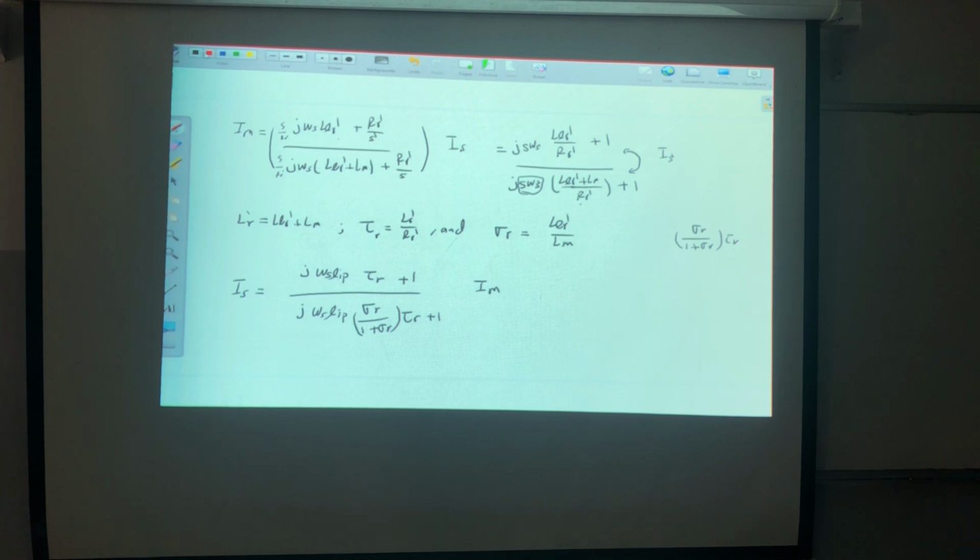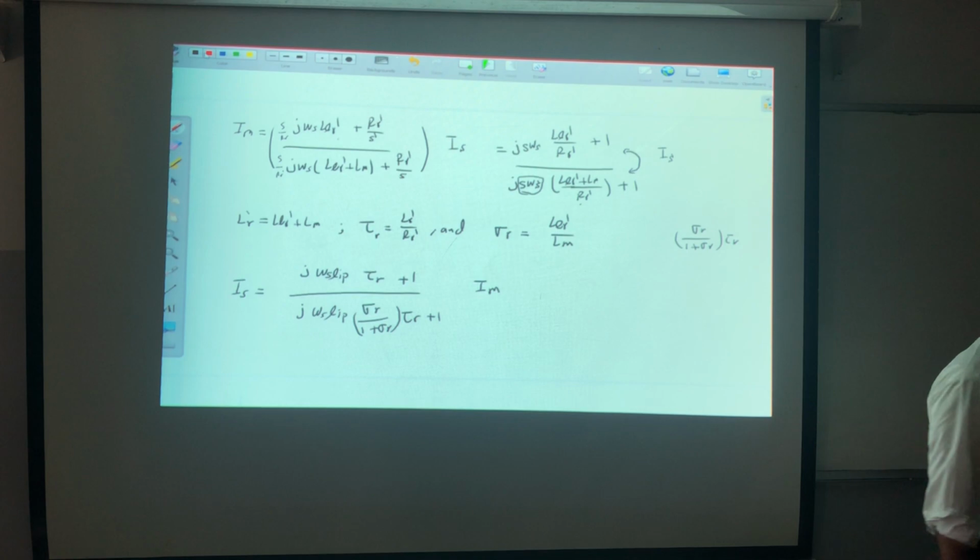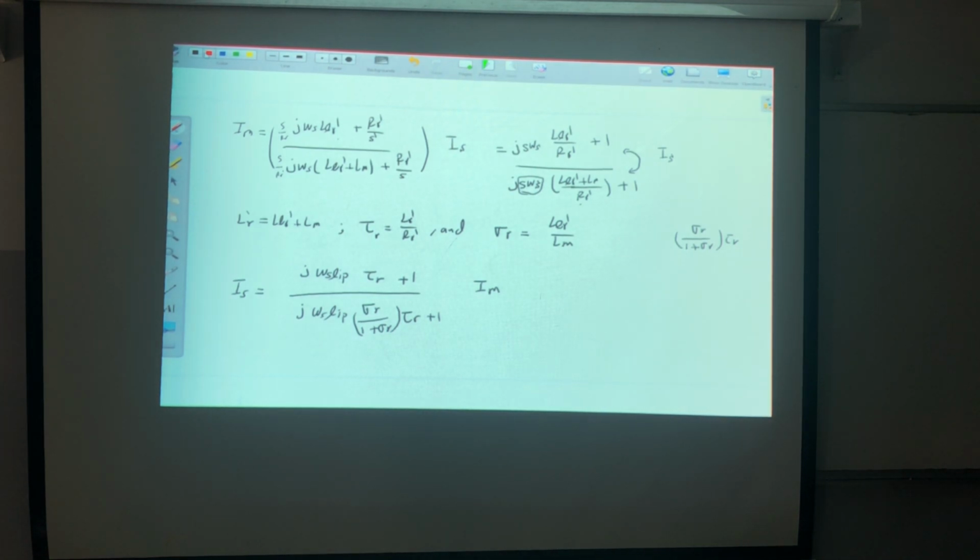Now let's see. This relation depends on what? What's the variable here? Im is variable or constant? Constant. So Lm is constant, R is constant, the inductance is constant, the resistance is constant, which means that tau R is constant, sigma R is constant. So this is a relation between omega slip and the amplitude of the stator current, correct? So simply this means that this one is constant, at which value? At the rated value.